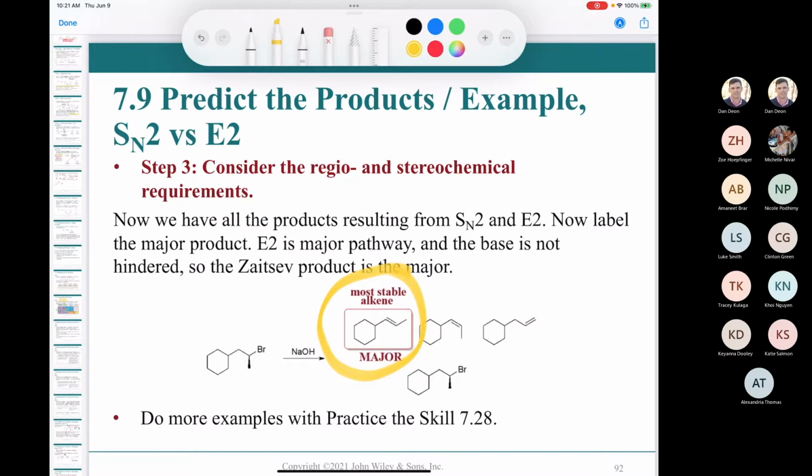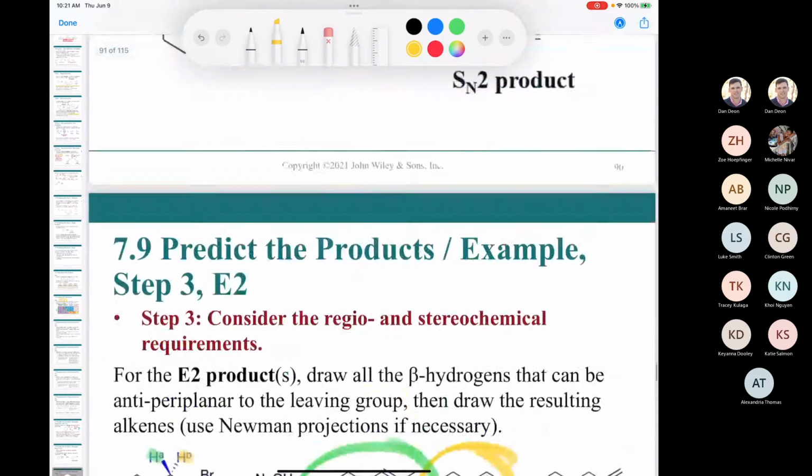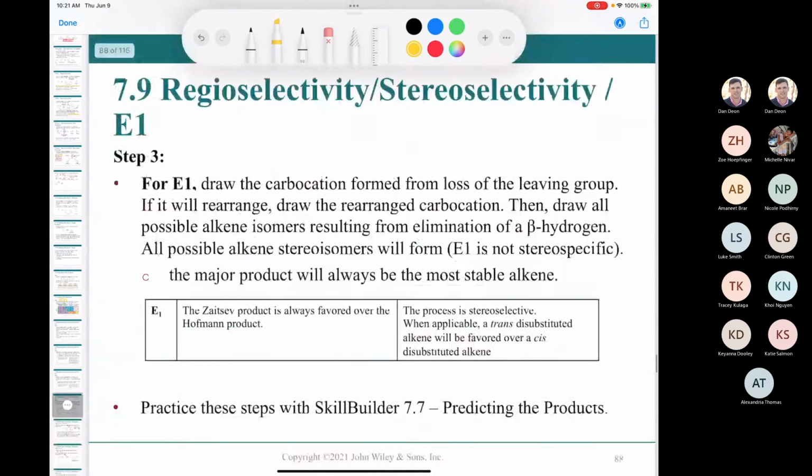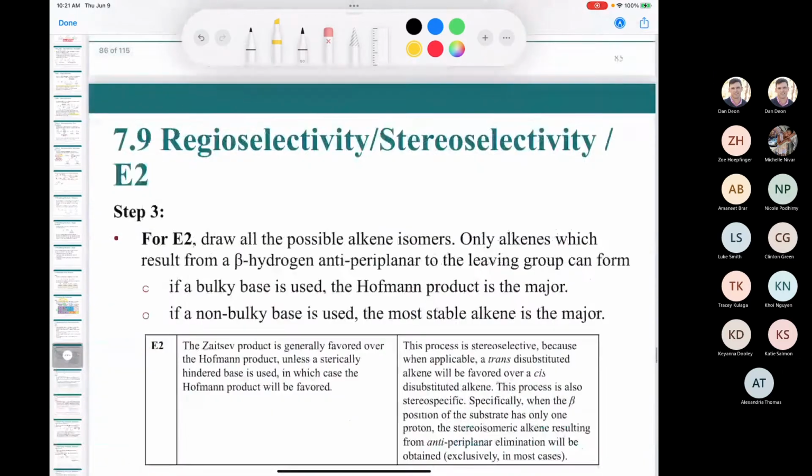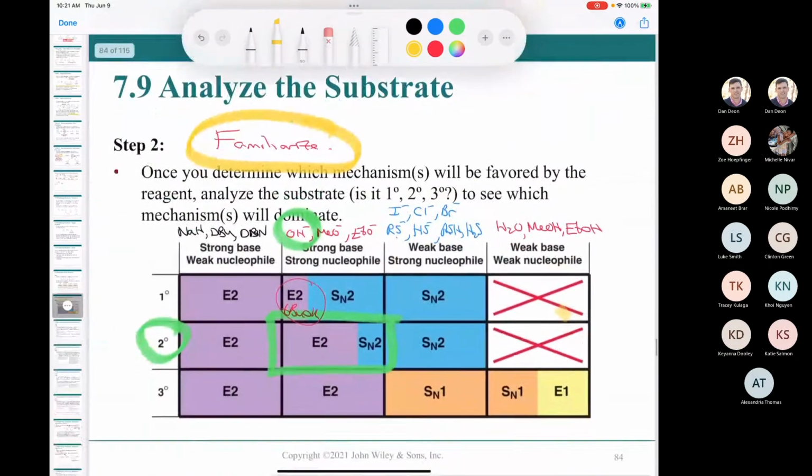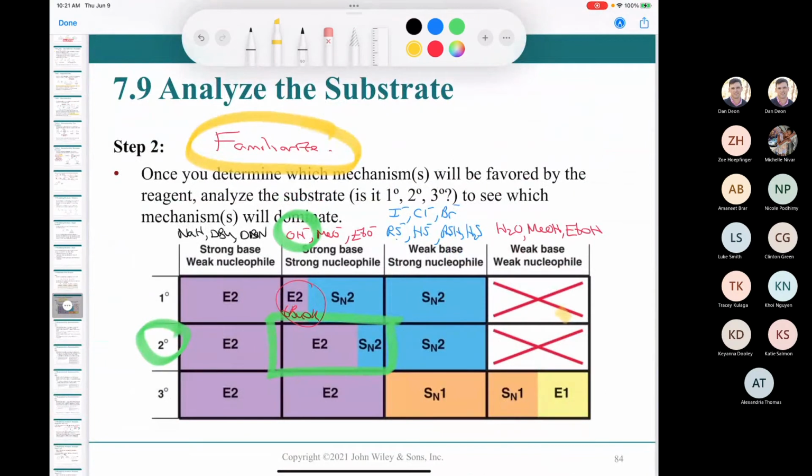All right, so that covers a lot of information about how you decide what's going to happen. But what I would recommend is that you familiarize yourself, not memorize, but familiarize yourself very well with this table and the information that I wrote on top of it right here. You want to be familiar with all that information.